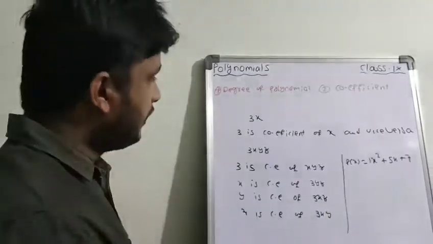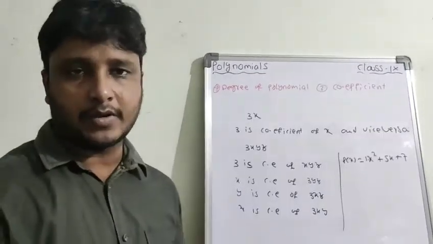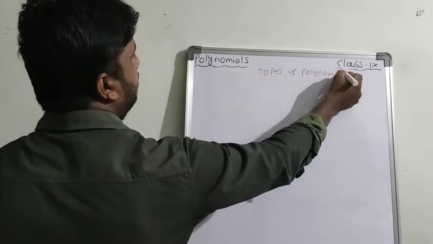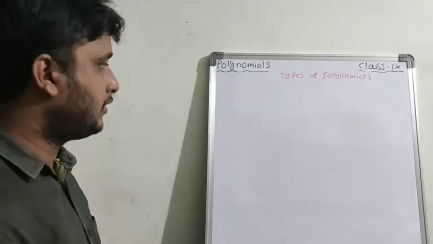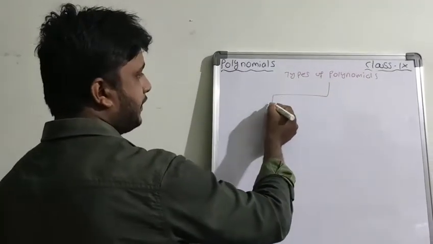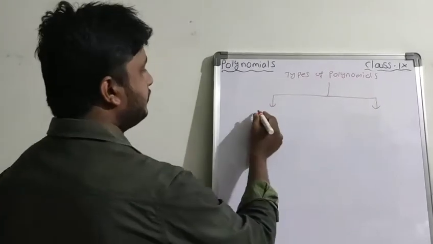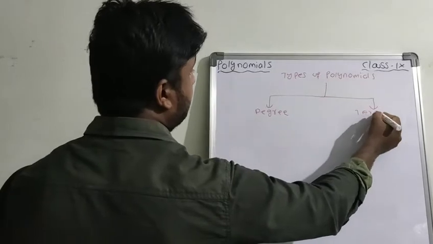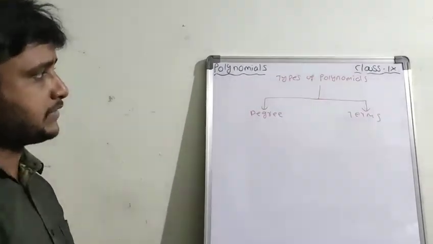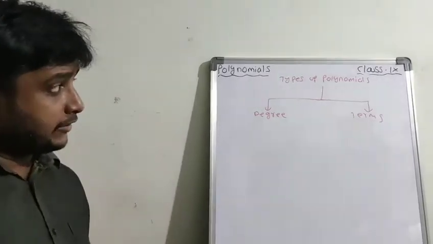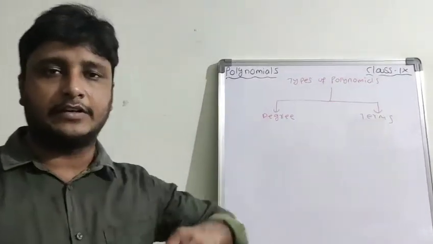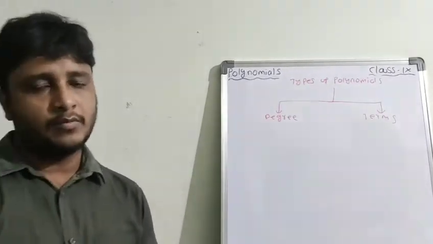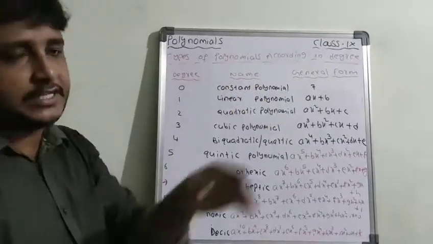Next, we have to discuss the different types of polynomials. So types of polynomials are classified into two types. One is based on degree. The second one is based on number of terms. So according to the degree, we have classified polynomials into different types, and according to the number of terms, also, polynomials are classified into different types. Now first we will discuss according to degree what are the different types of polynomials. Types of polynomials according to degree.